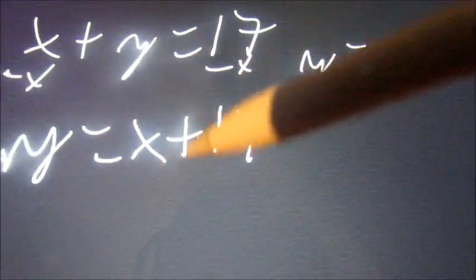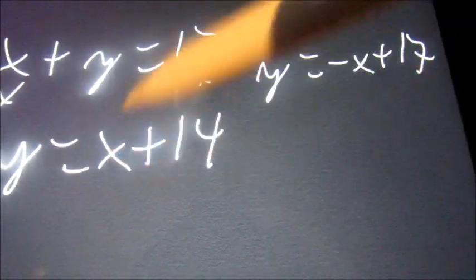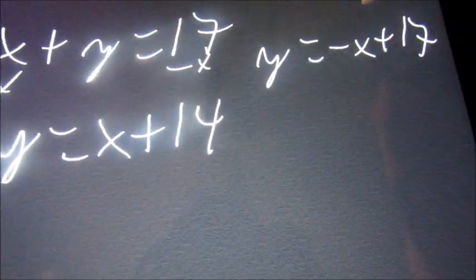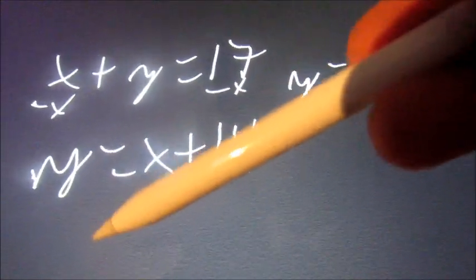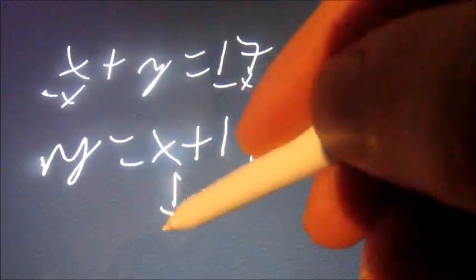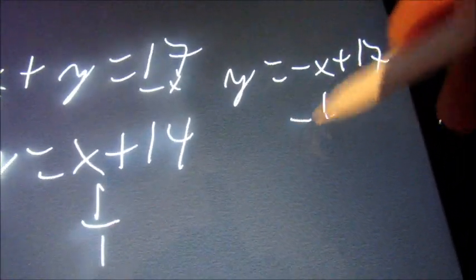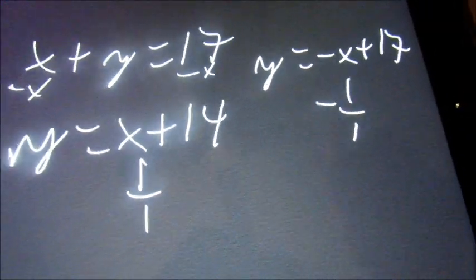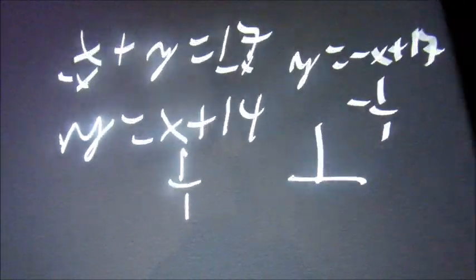Now remember, we do have opposite signs now. This is a 1. This is negative 1. This is actually 1 over 1. And this is negative 1 over 1 when we flip it. So these two are perpendicular.